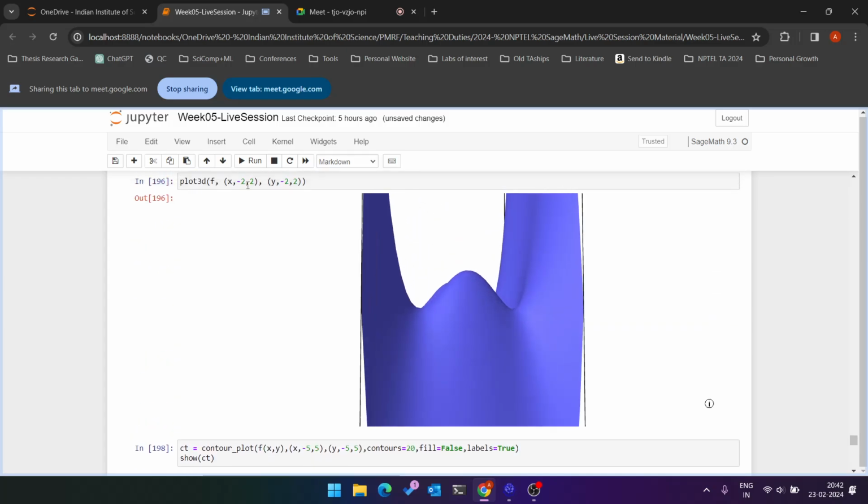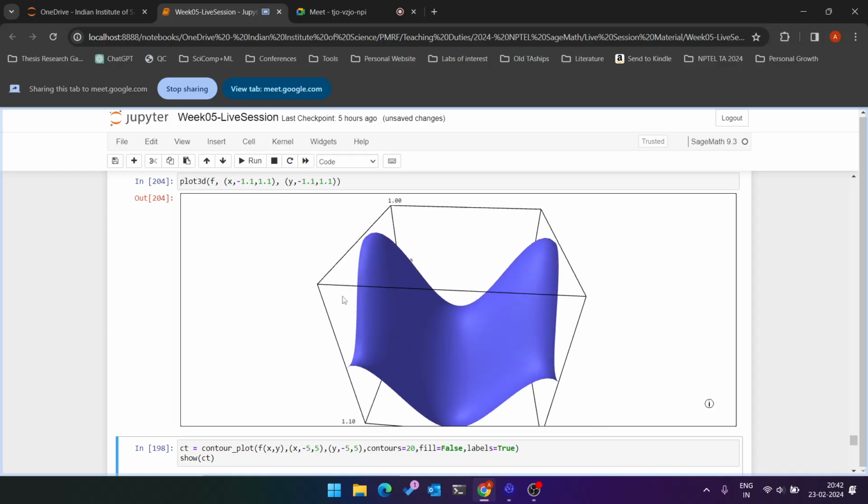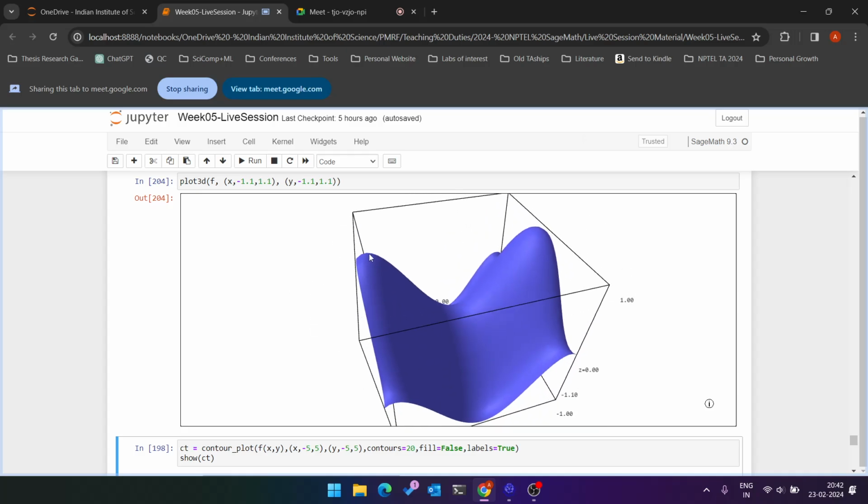If I look at it from this 3D function plot, I restrict the range, and this is what it looks like. So what I'm saying is these 2 are my maxima, these 2 are my minima, and here I have 4 saddle points at the corners as well as at the origin.